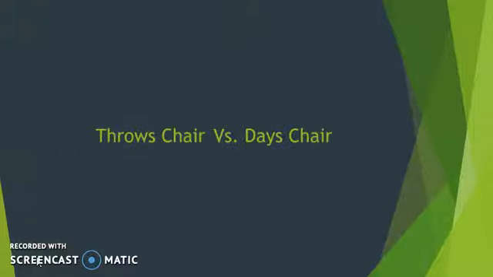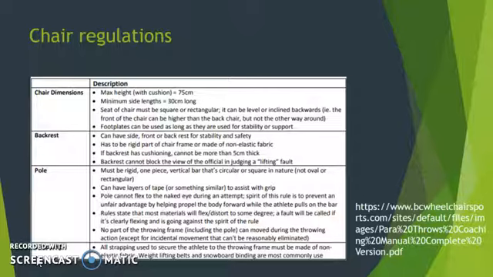Now, when sitting, we have to choose what chair we're going to use. A throws chair is a chair given to the patient, so it is provided for them. They do not sit in their own chair, whether it's a wheelchair or a power chair. A day chair is just the chair that they're usually sitting in. So if they want to use their wheelchair, they can do that. Now, either way, if they use a throws chair or a day chair, they have to follow these regulations.